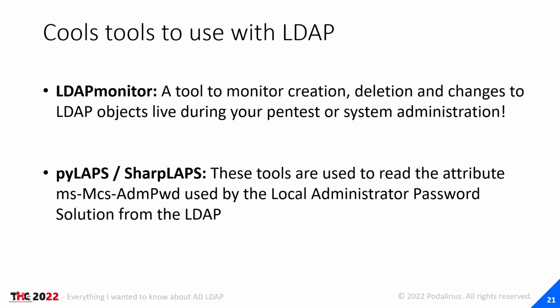So now I'm going to present to you a few tools you can use in your Active Directory LDAP engagements. The first one is LDAP Monitor, which allows you to monitor creation, deletion, and any changes in LDAP objects live during a pentest, system administration, or whatever you want. Basically, it's a way for an attacker to see what's happening inside the domain in live mode. The second one is PyLAPS and SharpLAPS. These two tools are used to read the attributes set by the Local Administrator Password Solution from Microsoft directly from the LDAP. You need to have rights to read these attributes, but you can extract them with these tools.